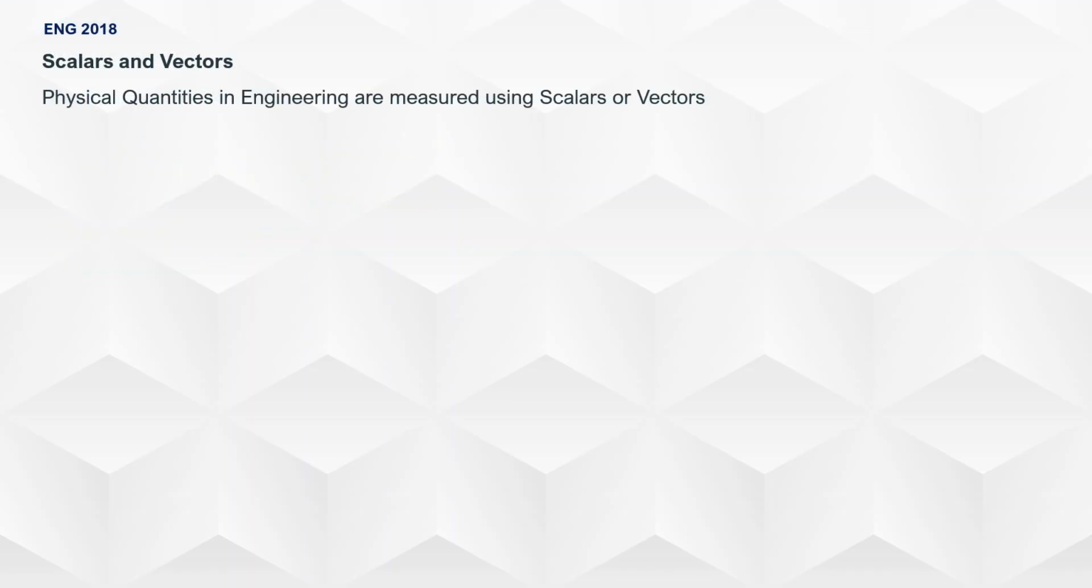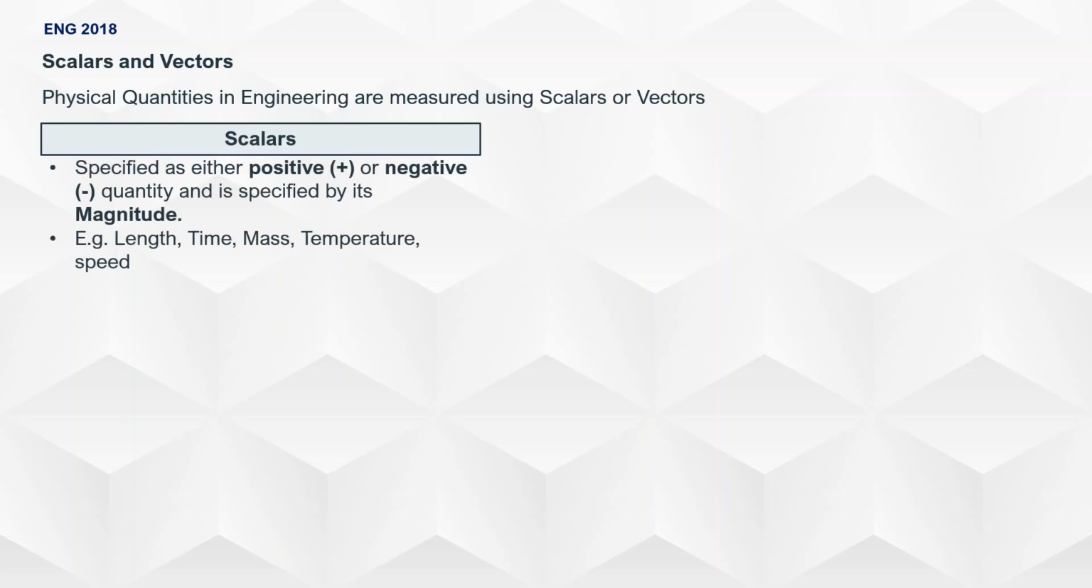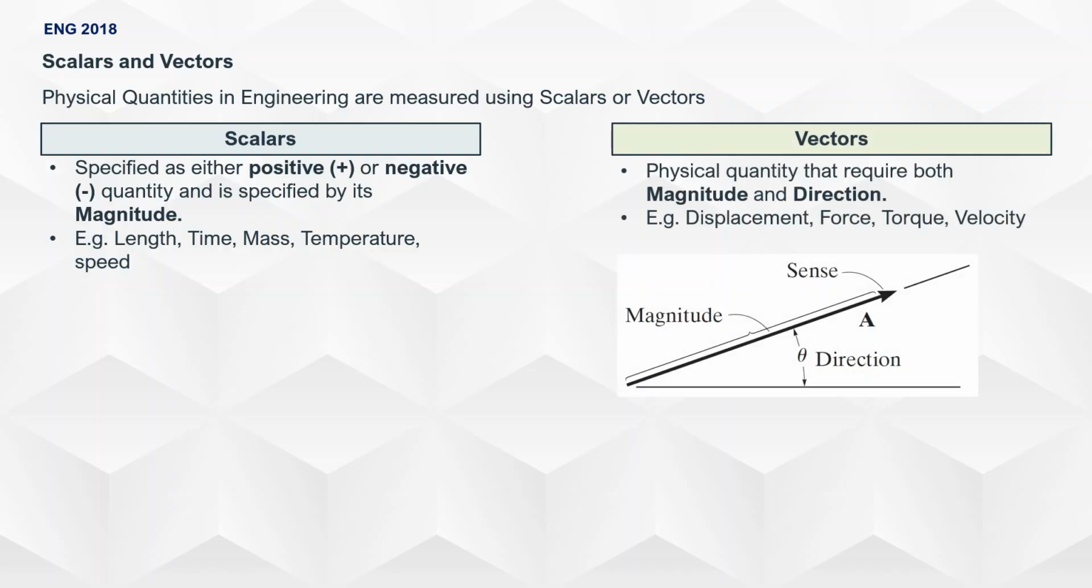So, scalars and vectors. When it comes to measuring in engineering, we measure physical quantities using scalars or vectors. The definition of scalars is here. It's usually specified as either positive or negative in quantity and is specified by its magnitude. Examples of it are length, time, mass, and temperature. Vectors, on the other hand, require both magnitude and direction. Physical quantities such as displacement, force, torque, and velocity are just some of the examples.